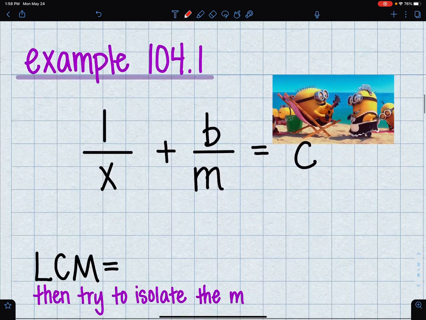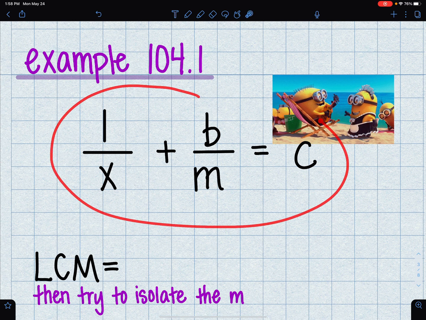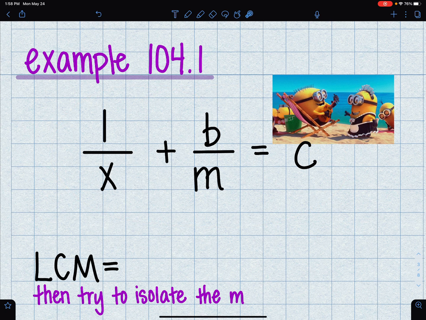Bad things, right? Okay, so let's start with example 104.1, and this is what they mean by an abstract rational equation. There are no numbers in this. This is a math problem with no numbers, but easy peasy, we can still do it.